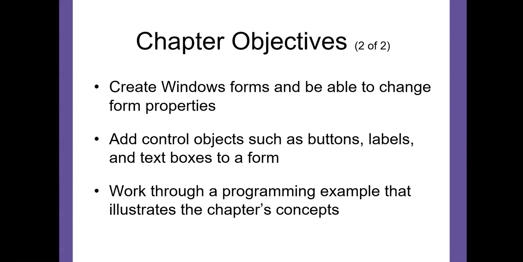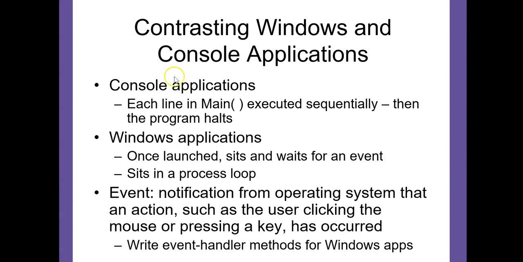Okay, so a console application, as we explained, every program starts with main, and this main will be executed sequentially. Windows applications, once launched, sit and wait for events. Once we run a Windows form, nothing runs until we click with the mouse. This click by mouse we call an event. An event is a notification from the operating system or the user, an action such as the user clicking the mouse or pressing a key or button.